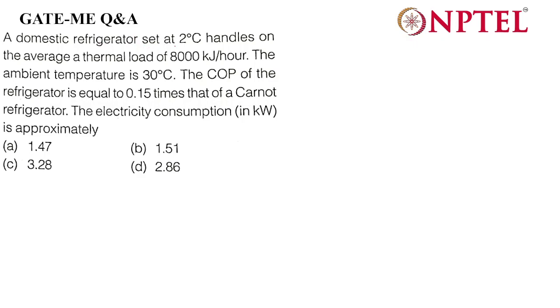In the cold storage refrigerator, 2 degrees Celsius is given, which means it's the desired effect temperature they have given, and the average thermal load is also given. The ambient temperature, 3 degrees Celsius, is also given. The COP of the refrigerator is equal to 0.15 times the Carnot refrigerator COP. So the ideal COP you can calculate, and the actual would be 0.25 times the ideal COP.